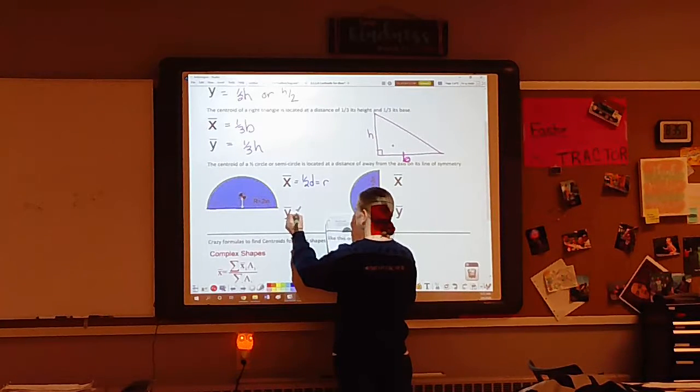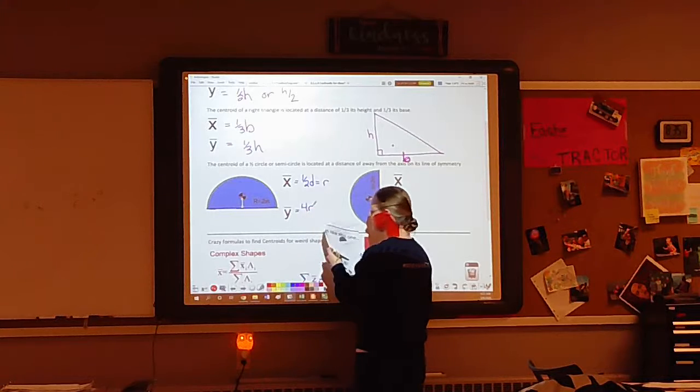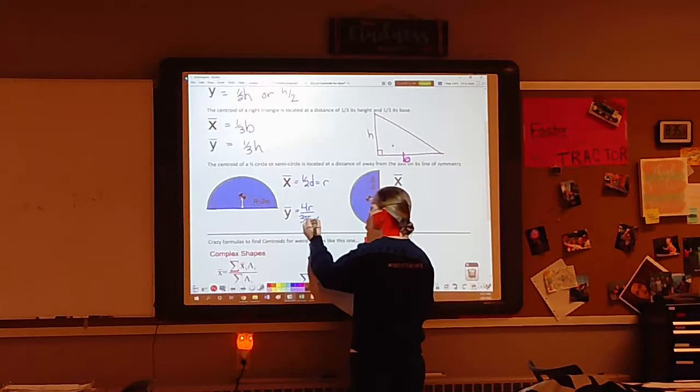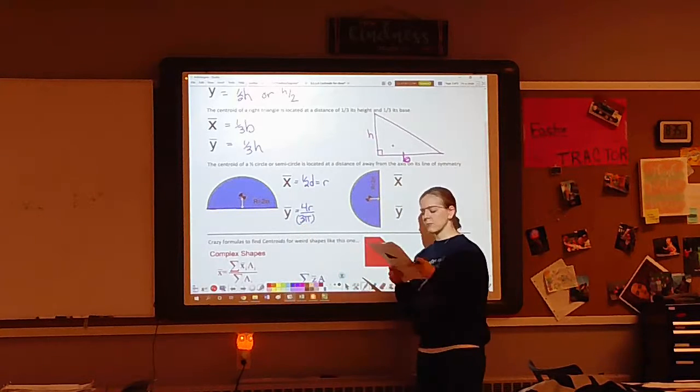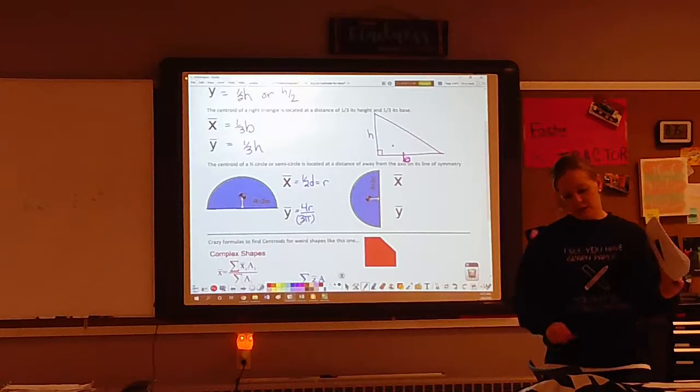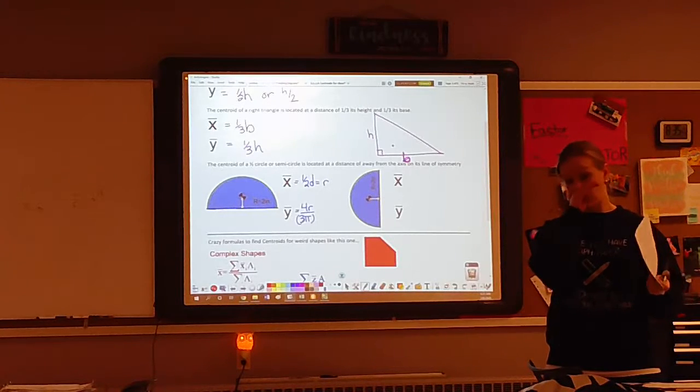So here is the fancy formula. The y bar is 4 times your radius divided by 3 times pi. I would suggest putting 3 times pi in parentheses. If you look in your formula sheet, you will see that that is also how they label it.